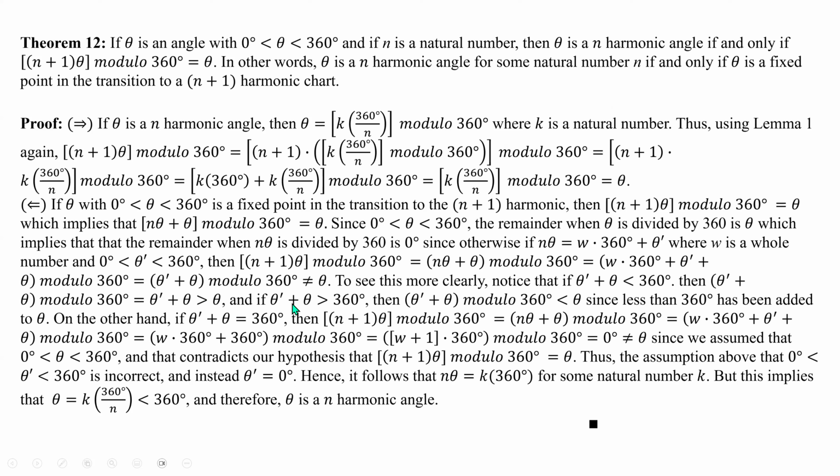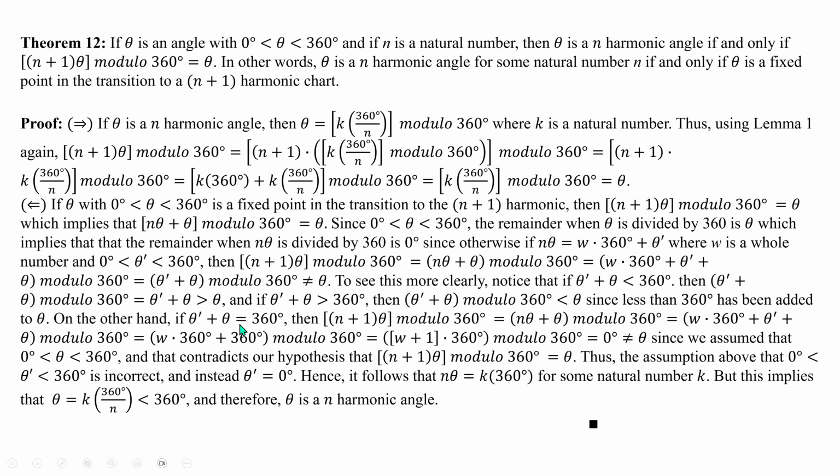On the other hand, if theta prime plus theta is greater than 360 degrees, then theta prime plus theta modulo 360 degrees, I claim, will be less than theta since less than 360 degrees has been added to theta. So what you're adding on to theta is less than a full circle. It's going to be, by assumption, greater than 360 degrees, but where you end is going to fall short of where theta is. So this whole thing, modulo 360, comes out less than theta.